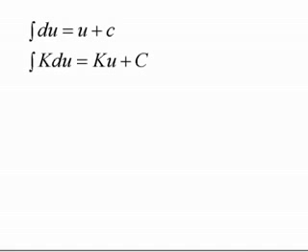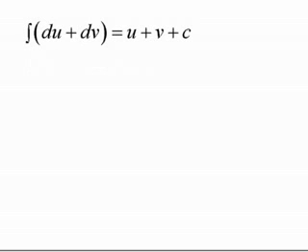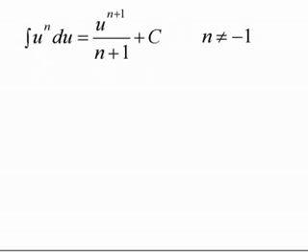First, we recall that the integral of du equals u plus a constant. The integral of a constant times du is the constant times u plus a constant of integration. We also recall that the integral of a sum is the sum of the integrals. That is, the integral of du plus dv is u plus v plus a constant.